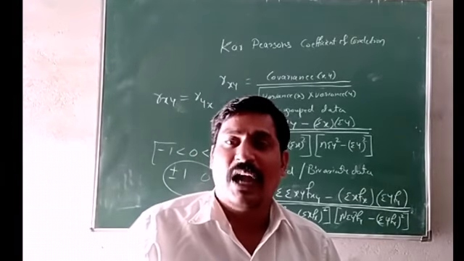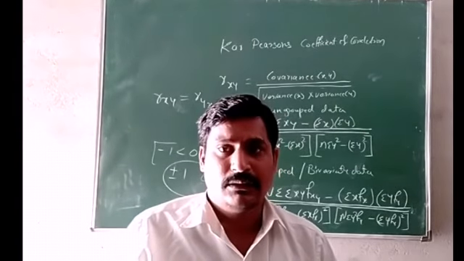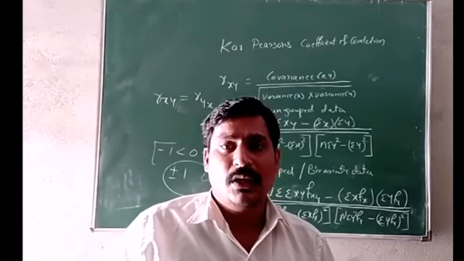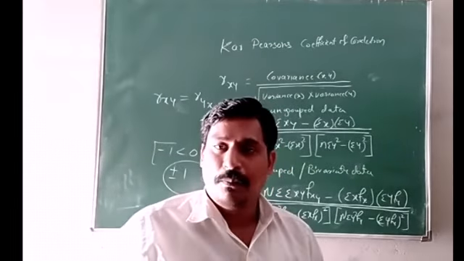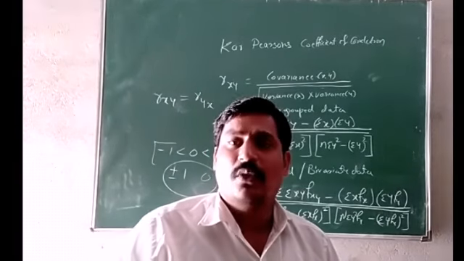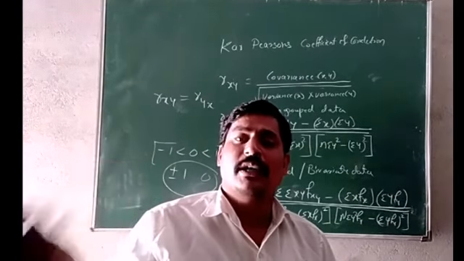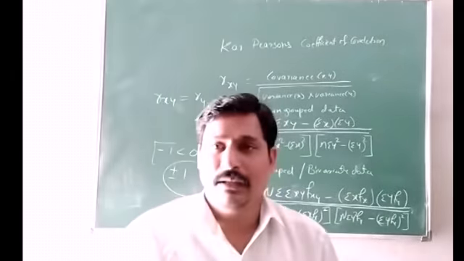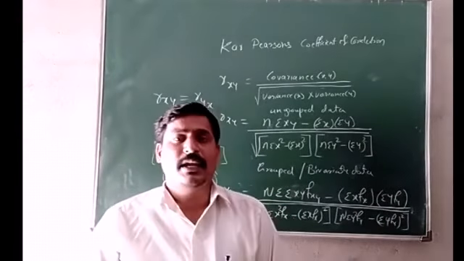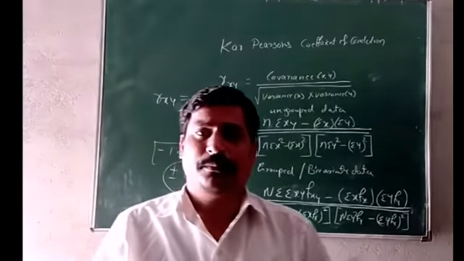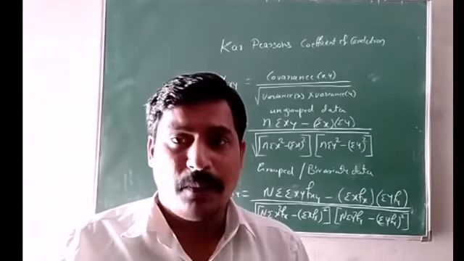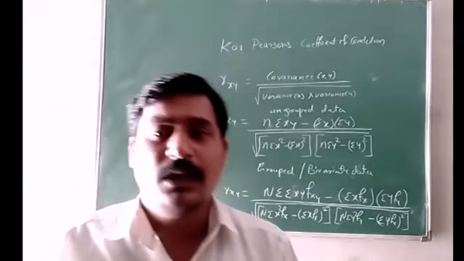If your answer is less than 0.5, it is low degree correlation; 0.5 to 0.8, moderate correlation; and above 0.8, high degree. If the answer is positive, high degree positive; if the answer is negative, high degree negative correlation. So these are a few properties and the interpretation of correlation.